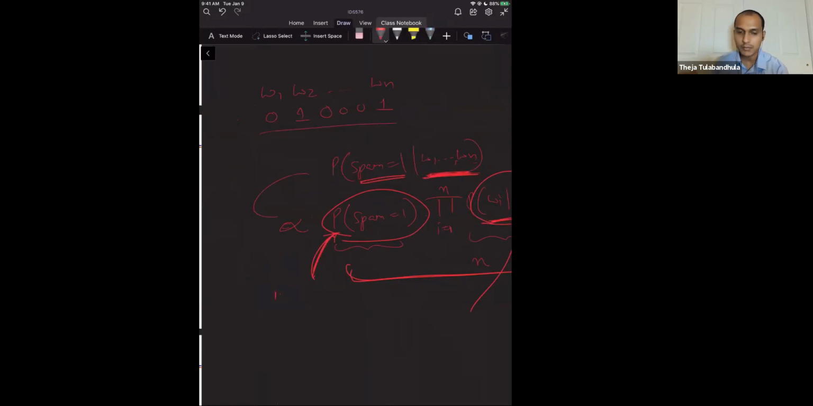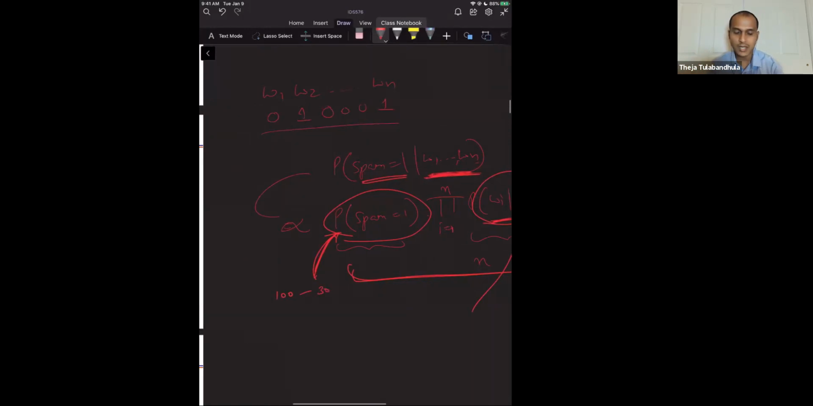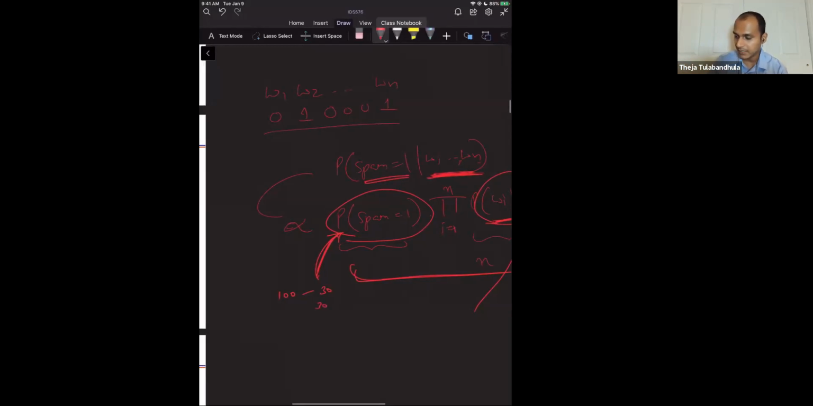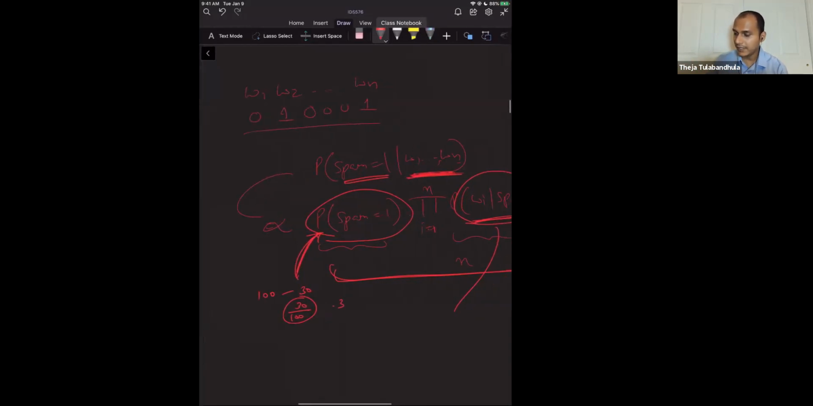Similarly, what is the estimate for the probability of spam? If you have 100 examples in your training data, then maybe 30 of them were labeled spam and the remaining 70 were not spam, then the probability of spam equal to 1 is just 30 by 100. This is just a very simple estimate. You just look at the outcome variable in your training data and the proportion of times it was equal to spam. So it's 30 rows out of 100 rows, so the estimate of the probability of spam is equal to 0.3.